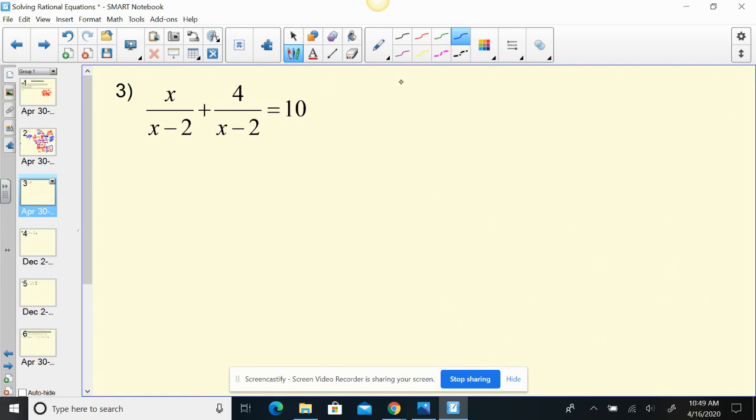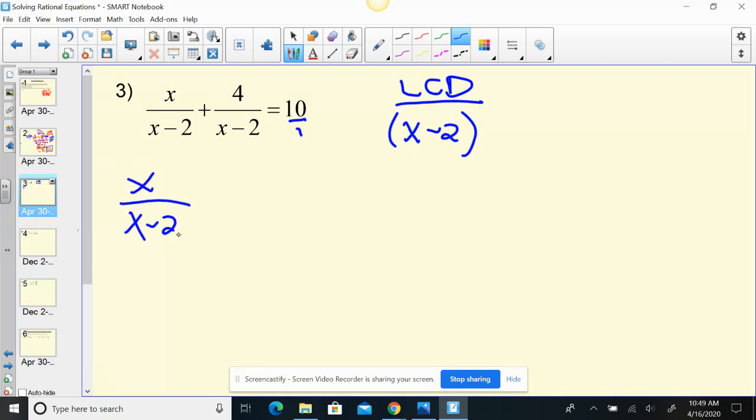So number 3, we're going to start by doing our LCD. This one's LCD is x minus 2. My denominator is x minus 2. This one has the same one, so I just need it once. And then this one is 1. So I am going to give myself some room here to multiply by that LCD.